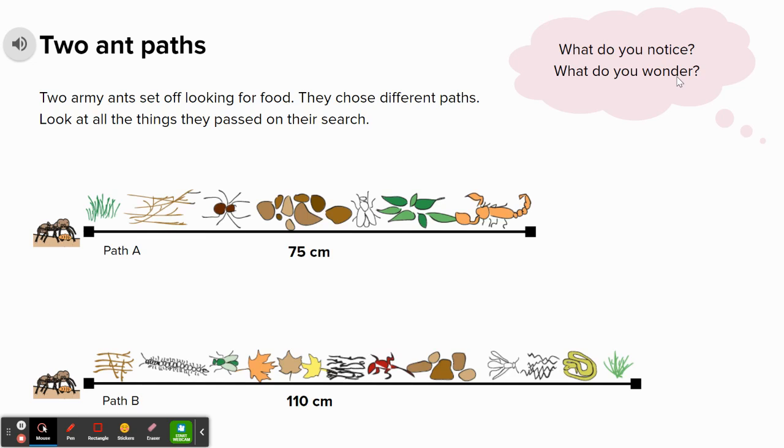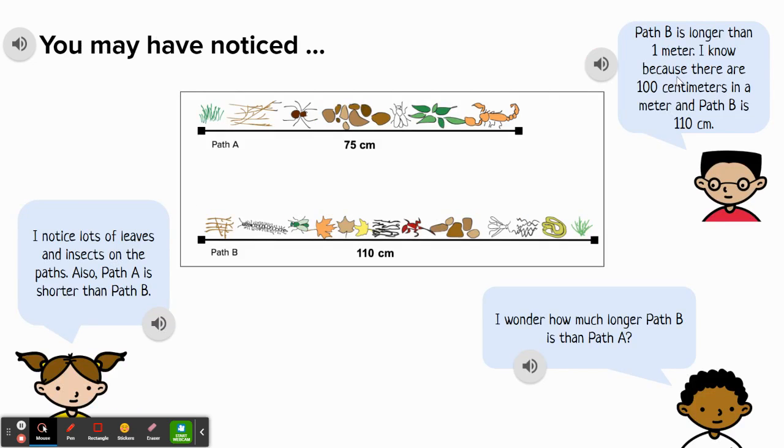What do you notice about the paths these two ants take? Here is what some students said. I noticed lots of leaves and insects on the paths. Also, path A is shorter than path B. I noticed that too.